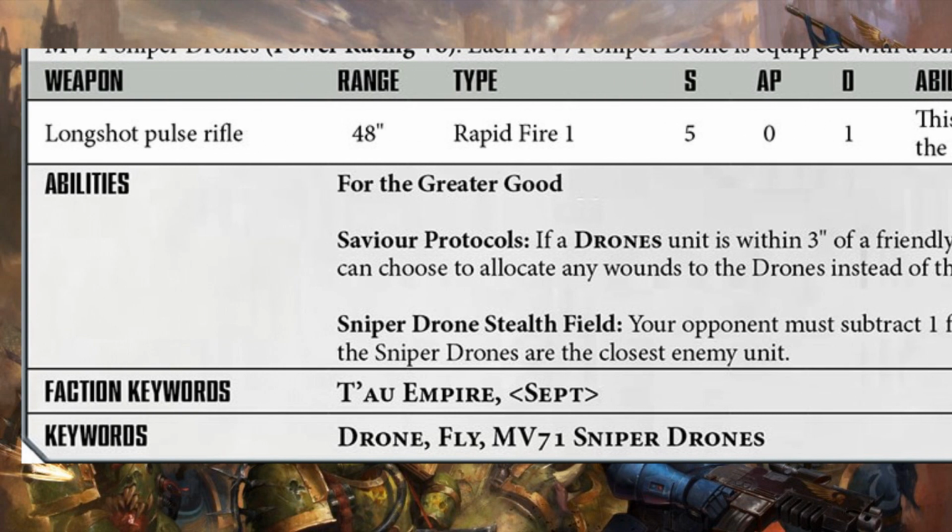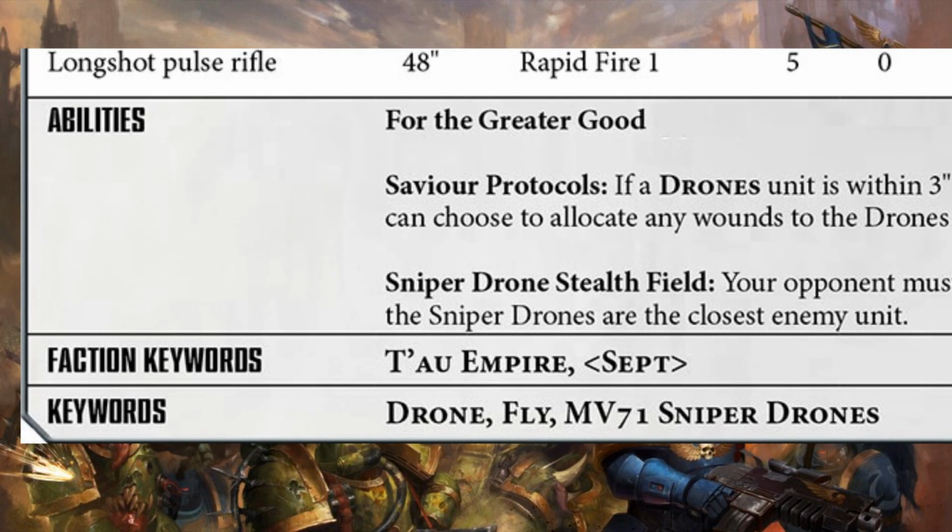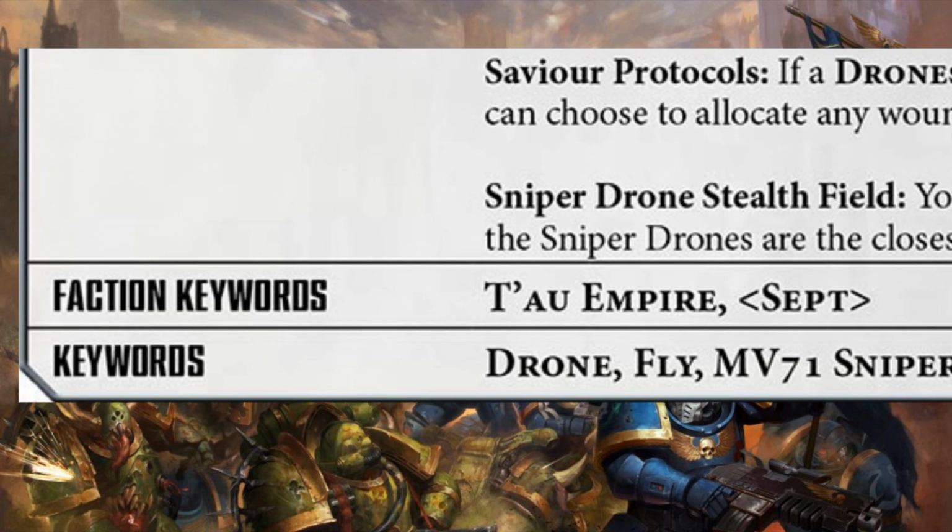The last thing I want to talk about is the most important part of this lesson, the faction keywords. Faction keywords are how you figure out what units go with what other units. This is how you make your army. You base your army off of these keywords. So as an example, this unit has the faction keywords Tau Empire and Sept. This means you can have a Tau Empire army or a Sept army, as long as every unit in your army has that faction keyword in common.